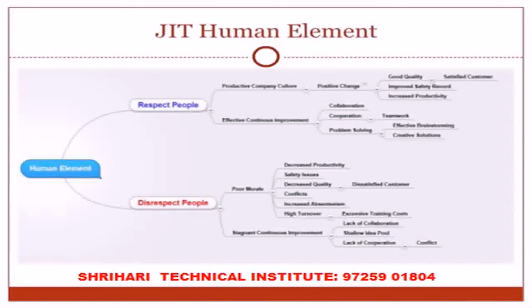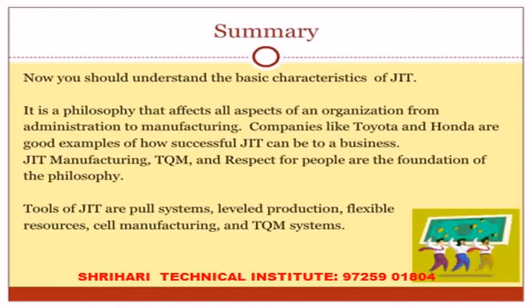Now you should understand the basic characteristics of JIT. It is a philosophy that affects all aspects of an organization from administration to manufacturing. Companies like Toyota and Honda are good examples of how successful JIT can be to a business. JIT manufacturing, TQM, and respect for people are the foundation of the philosophy. Tools of JIT are pull systems, level production, flexible resources, cell manufacturing, and TQM systems.